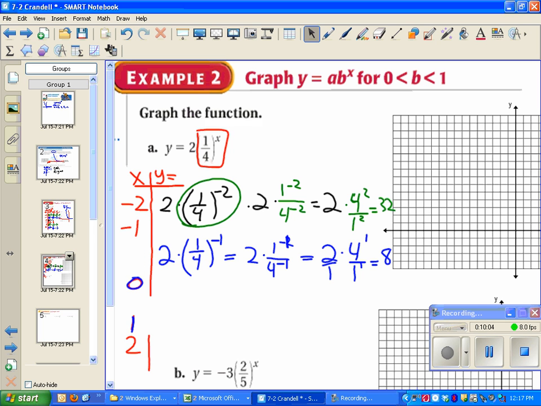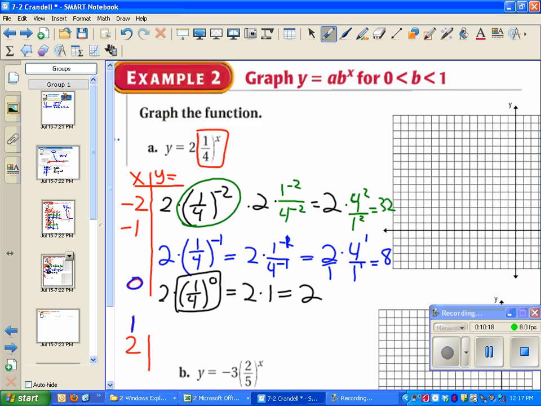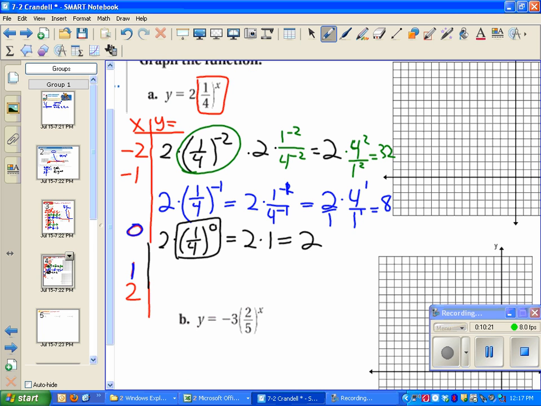All right. So then when we plug in 0, 0 is kind of nice. We have 2 times 1/4 to the 0 power. We do this part first. So this is equal to 2 times 1. Anything to the 0 power is 1, and 2 times 1 is 2. Our next one, we plug that in. We're going to get 2 times 1/4 to the first power, which is the same thing as 2 times 1/4. Remember, we multiply straight across when we multiply fractions. This is going to be 2 over 4. When we reduce it, it's 1/2.